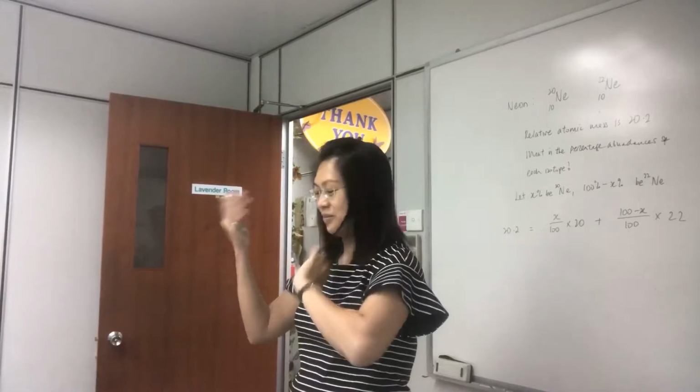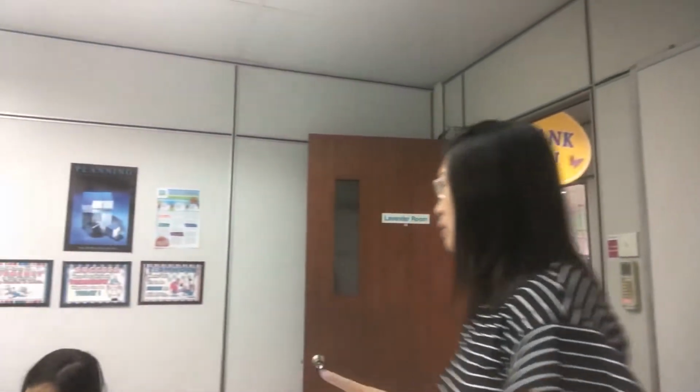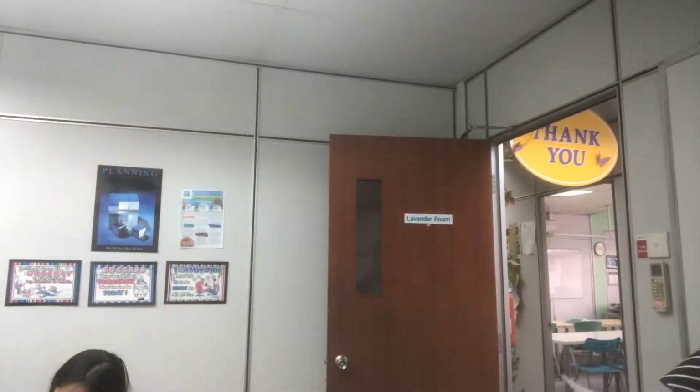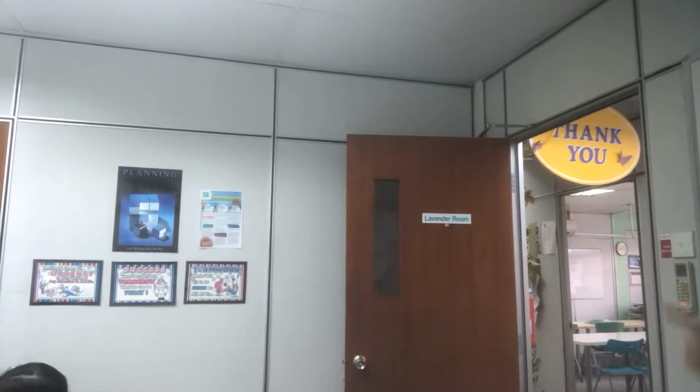Okay, what's your value? 90%. Yeah, for the one with Ne20, right? Yeah, so that's why you see your relative atomic mass, which is 20.2, is actually closer to the Ne20. Get that? Okay, because it has a higher percentage abundance. So 90%, the other one is 10%, right?